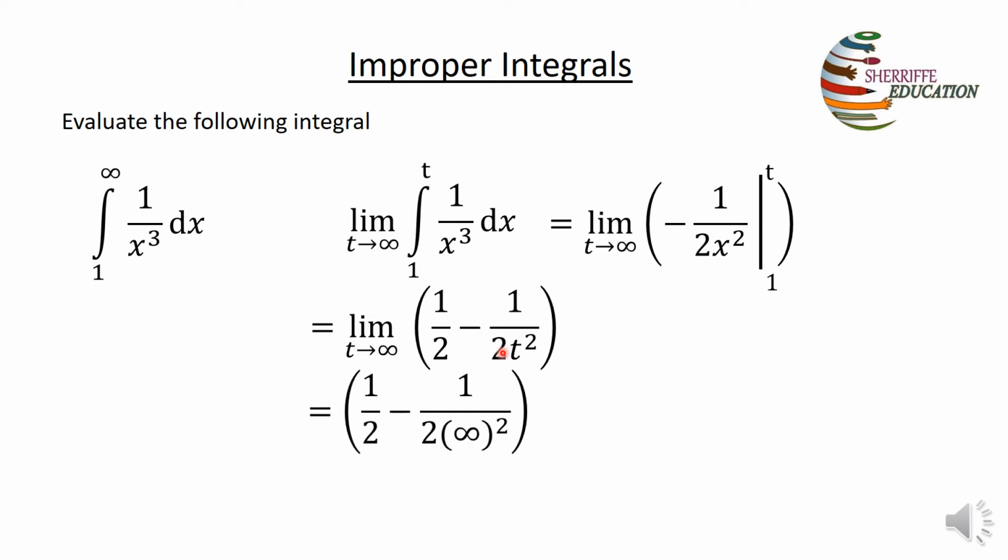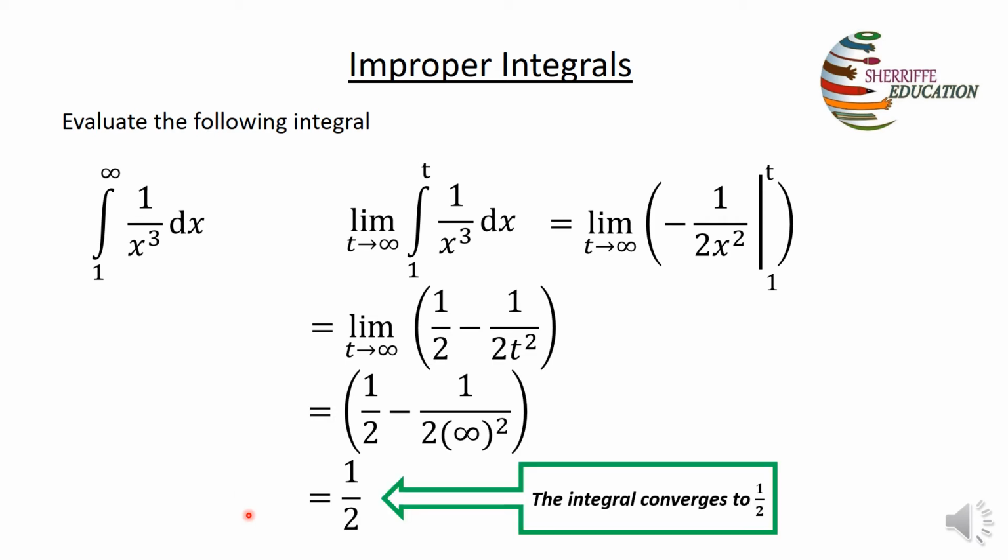Now applying our limit, substituting t for infinity gives us a half minus 1 over 2 times infinity squared. Now 2 times infinity squared is just infinity, and 1 divided by infinity is 0. So we just have a half minus 0, which is just a half. So the value of this integral is a half. And the fact that this is finite means that the integral converges. Whenever the value is finite, we say that the integral converges, and it converges to that value. So this integral converges to a half.